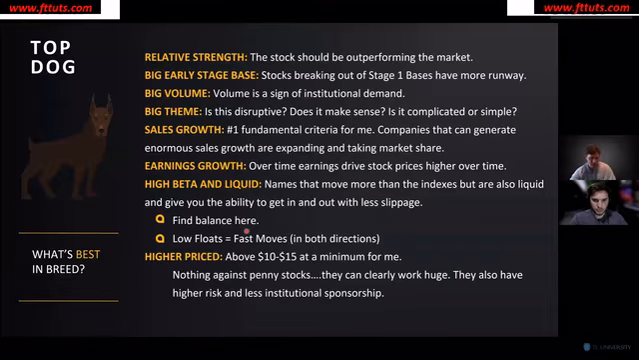So a top dog, what's best in breed, right? We want to trade purebreds, not mutts. I love mutts. I love all dogs, but just as a point of emphasis. So one, we want relative strength. A top dog is not going to be a stock that's underperforming the market. Your stock should be outperforming the market for sure and be showing relative strength. That may even be the most important element, because who wants to trade a stock that has big earnings and big sales that's underperforming? I don't.